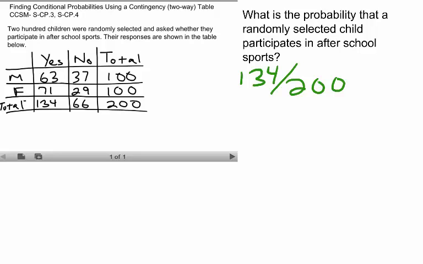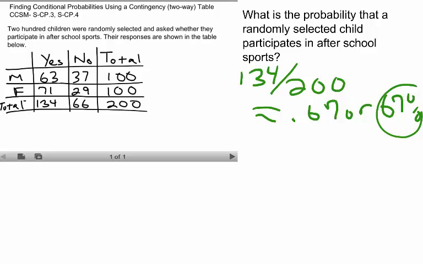We can represent this answer in decimal form as 0.67 or 67% in percent form, or we could represent it as a reduced fraction, which would be 67 over 100.